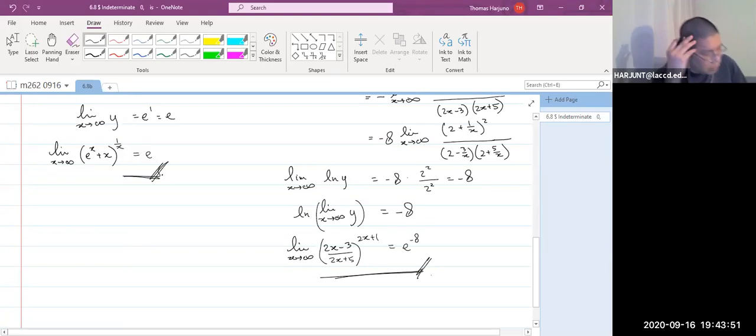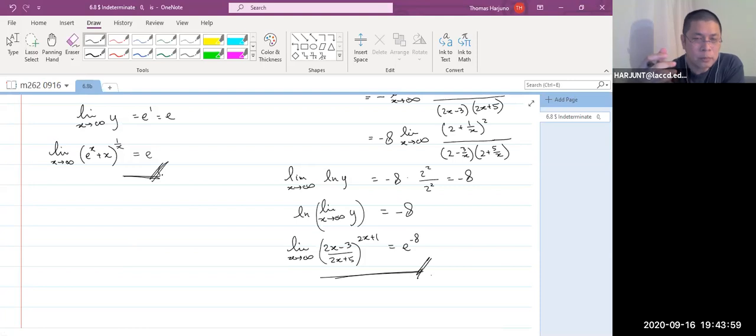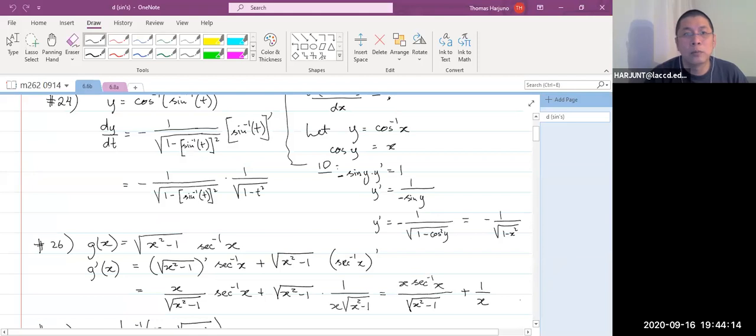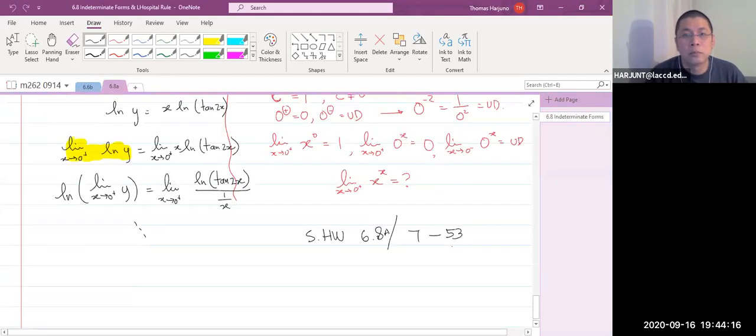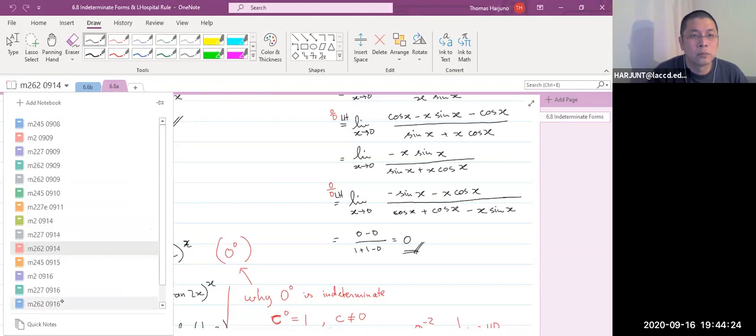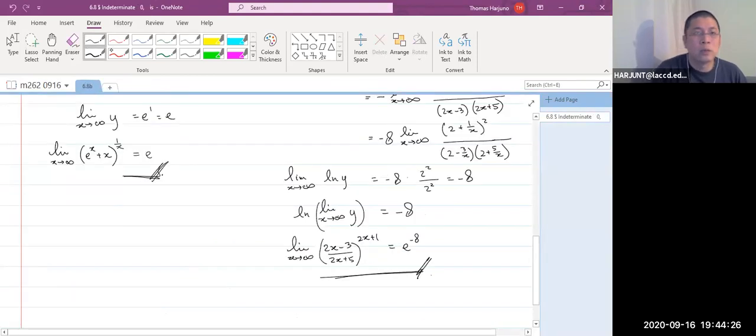Okay, I would really like to show you another method to do this problem. But before I show you that other method, let's look back to number 58. I wonder if I did this problem before. 262. Did I do the problem? No, I didn't. Number 58.